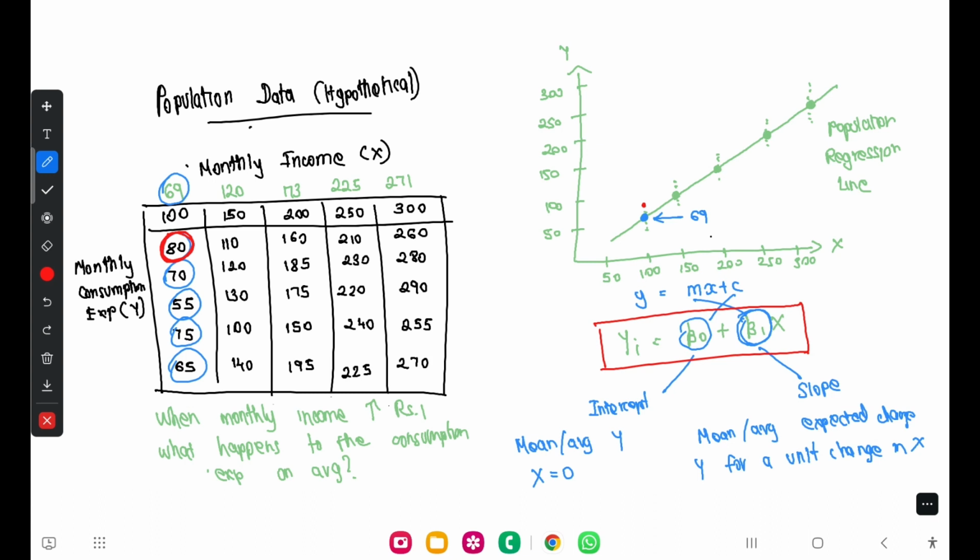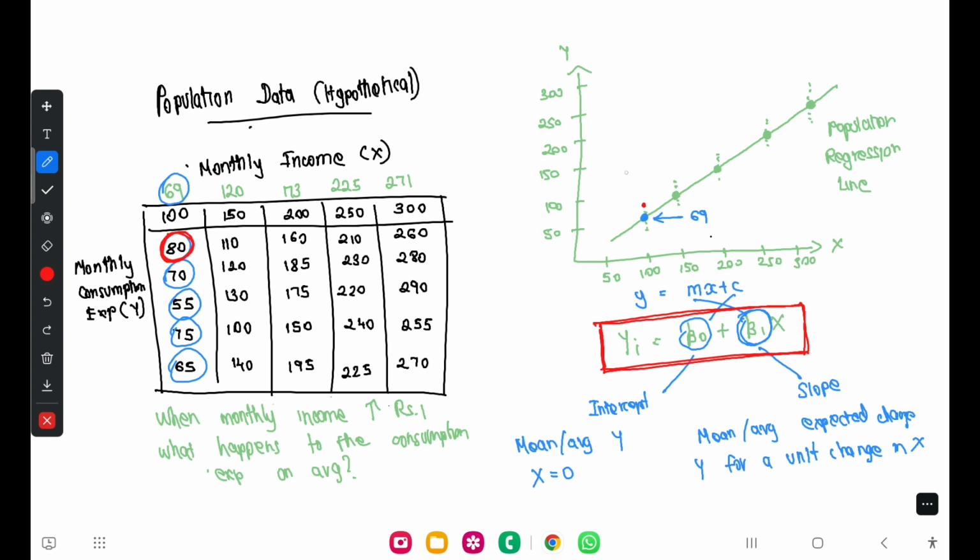That means the equation for the population regression is not this. This is the equation of the line, not the model. Because the model has points above and below the line which we have constructed.